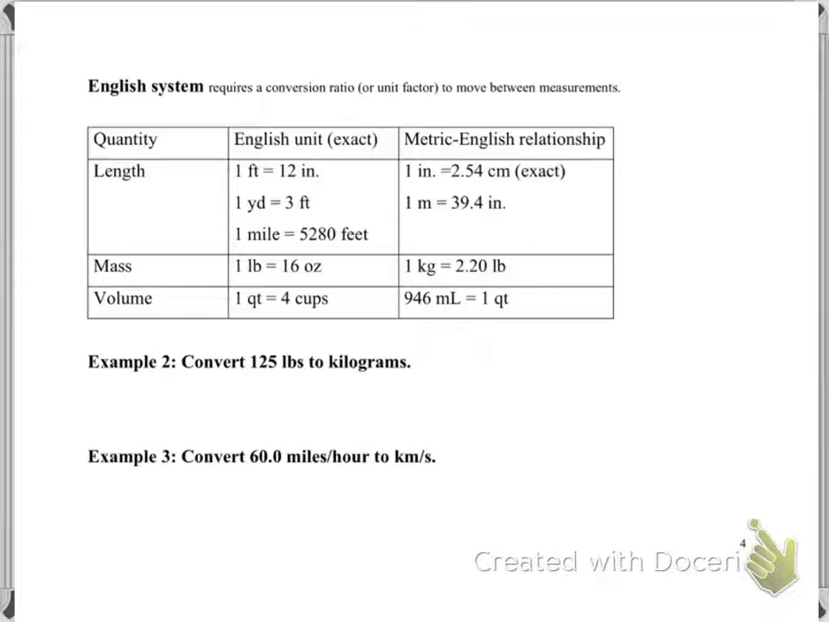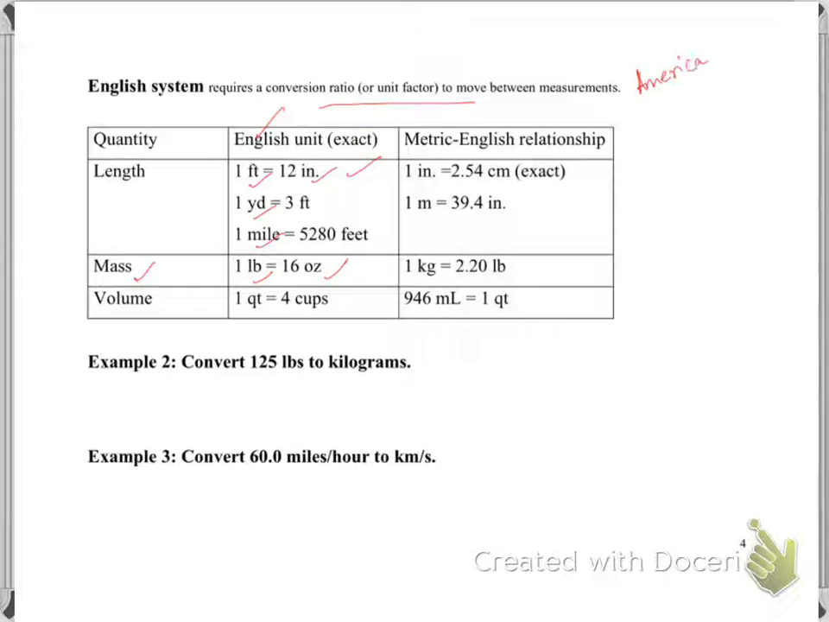The English system requires a conversion ratio to move between the measurements. There is no other way other than memorizing it. For example, length is measured in feet, inches, yards, miles, and if you have to go from foot to inches, you have to know this conversion factor. Mass can be measured in pounds or ounces. Volume can be measured in pints, quarts, cups. These are the English units, and in America we use the English system.